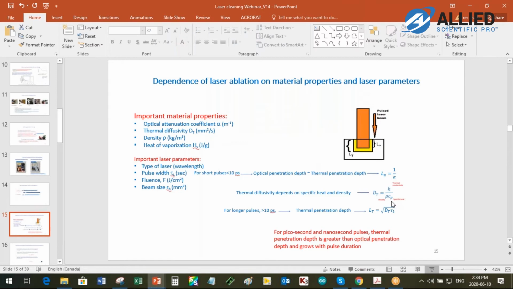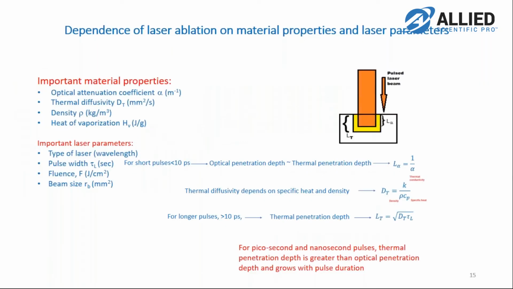Let's now talk about the physics of laser cleaning and understand what the important parameters are and how we choose the right laser for the right material. So when we talk about dependence of laser ablation on material properties and laser parameters, the important material properties are optical attenuation coefficient, thermal diffusivity, density, and heat of vaporization.